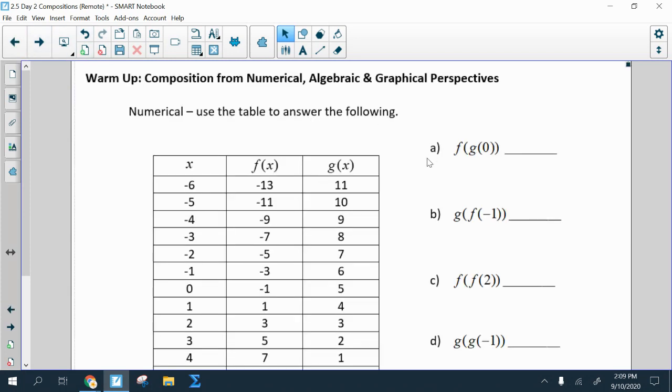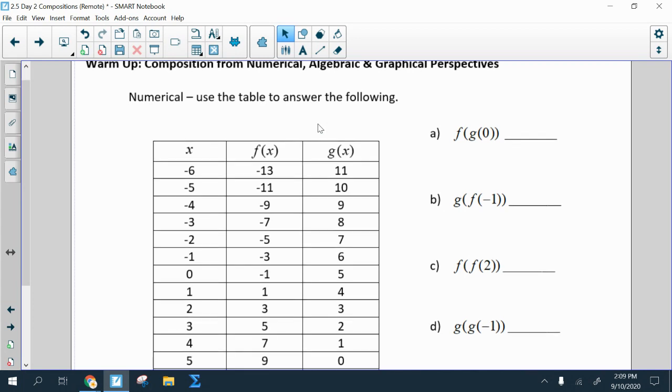All right, here we go. So yesterday we learned how to do compositions of functions using different approaches. Okay, so we did numerical, we did graphical. Those were the two main ways. We also talked about algebraic. So we're going to review this numerical or tabular way of looking at compositions.